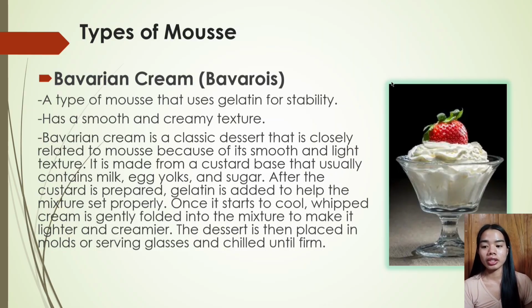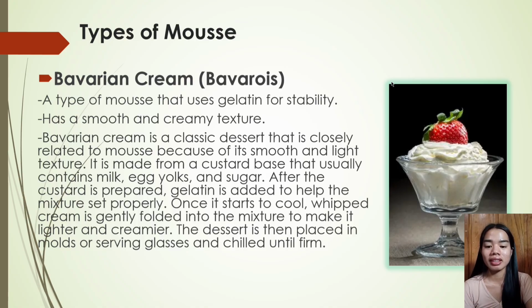So, the next is the Bavarian cream or Bavarois. It is a type of mousse that uses gelatin for stability. So, nabanggit naman natin kanina na ang gelatin ay isa sa mga stabilizer para hindi masira yung texture or hindi masira yung shape ng ating mousse. So it has a smooth and creamy texture.